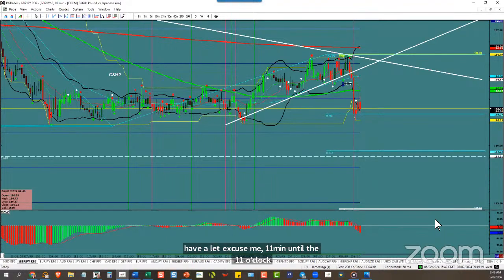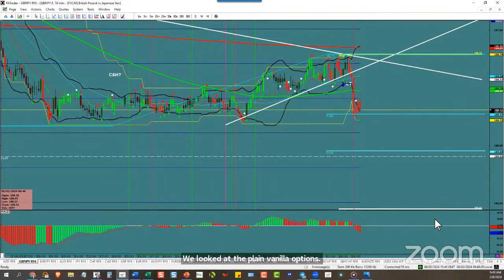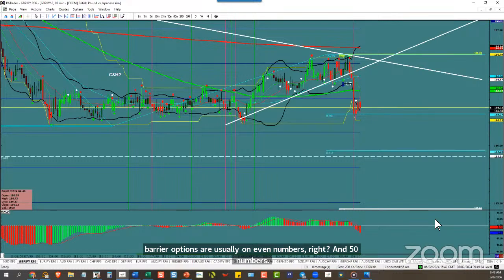They got to get this moving, folks, because they only have 11 minutes until the 11 o'clock bump. If you don't know what the 11 o'clock bump is, it's when the barrier options expire. We looked at the plain vanilla options earlier. The barrier options are usually on even numbers and 50 numbers. That's where they're normally on. They expire in 11 minutes.